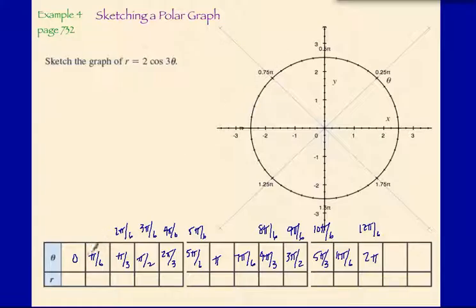Now, these are all going to look like decimals in your calculator, but you know that each one is a pi over 6 increment. So let's just go ahead and put the r values in. We have here for 0, 2. We have for the first one, 0, then negative 2, then 0, then 2, then 0.